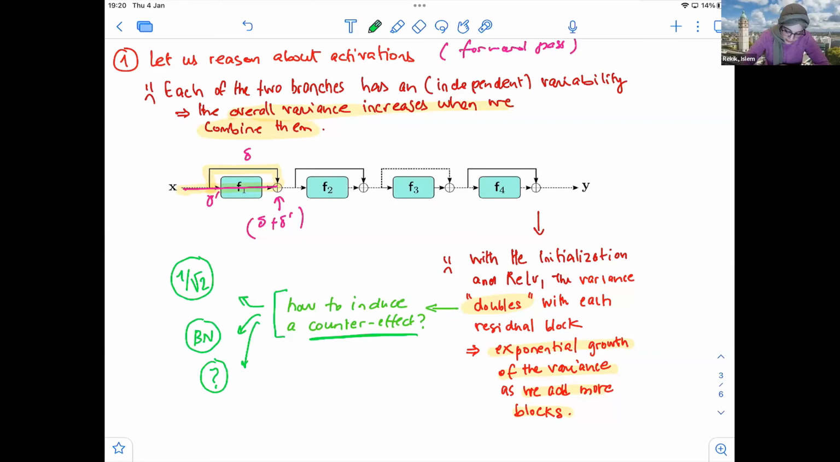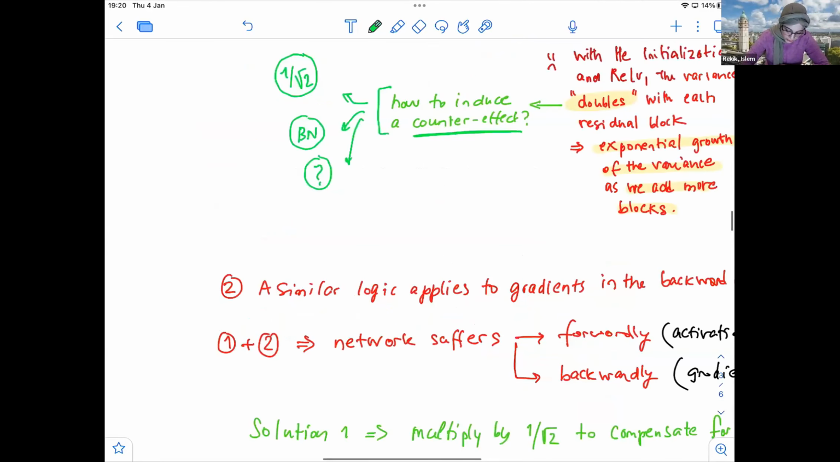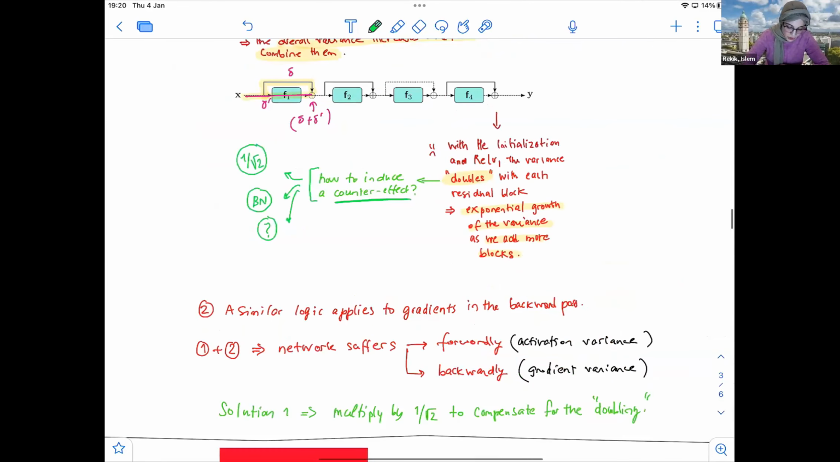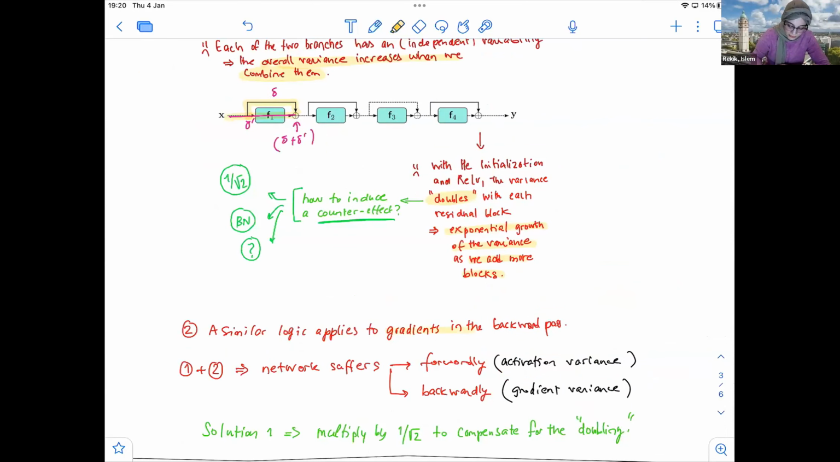Okay, so now the second point: this logic also applies to gradients. We didn't actually see this, but the way we reasoned about activations, you can reason also about gradients. As you collect gradients backwardly, you may end up with exploding gradients. You're going to have a variance in your gradients, okay, and in the gradient magnitudes.